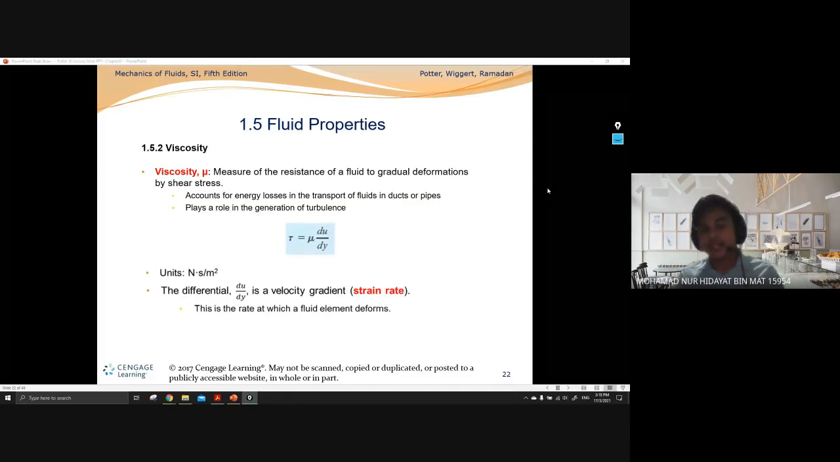Okay, next we move to viscosity. What do you know about viscosity? Can you give an example of viscosity that affects your daily life? Okay, I would like to give my example. For example, I try to add the ketchup or the sauce, and then I try to make a different kind of motion so that the ketchup or the sauce can go to my plate. Okay, so that is the viscosity. So can you give an example of viscosity that affects your daily life?